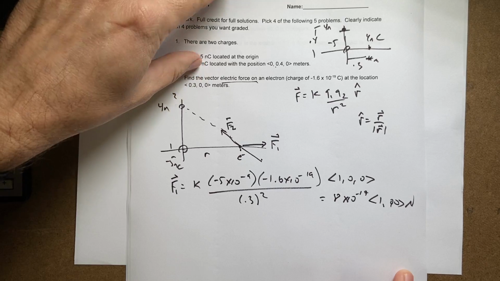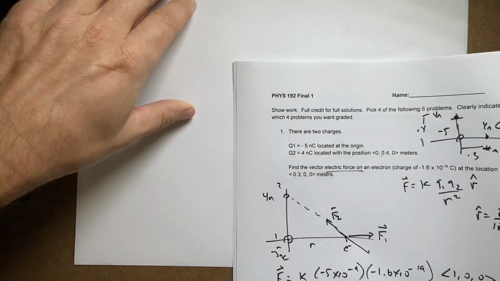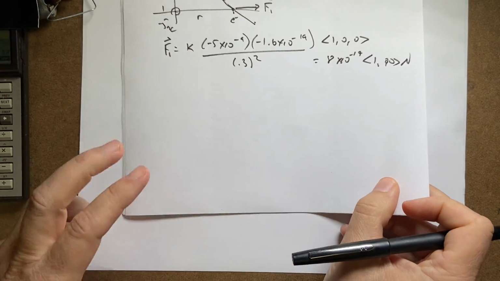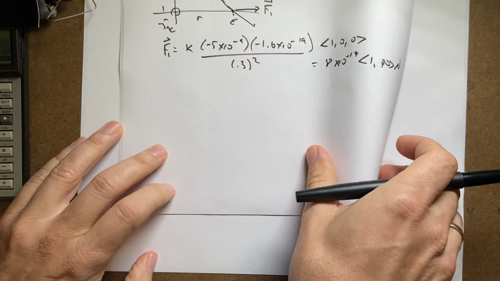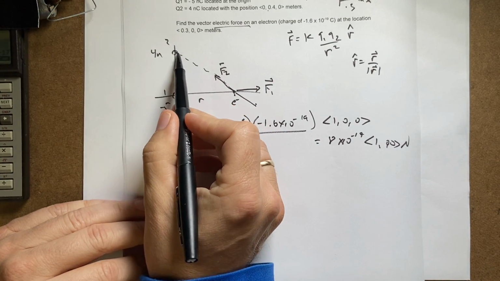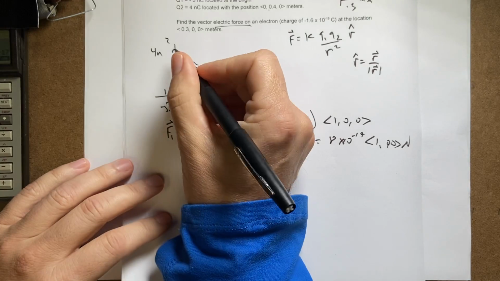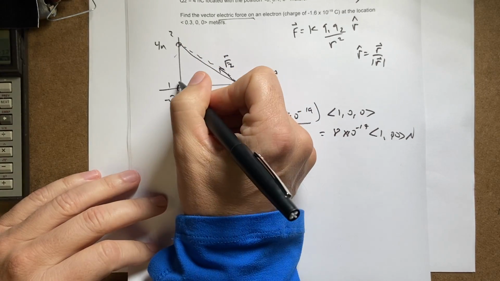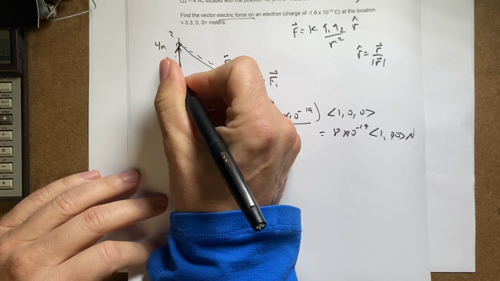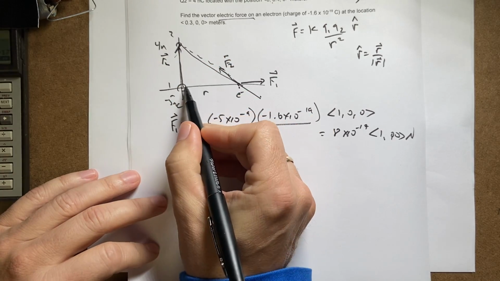Okay, now the next force is significantly more difficult. I'll put it right here. For F2, I need to first find this vector. You can't see it because I moved my thing up. I need to find this vector R. So if this is the vector, let's call this R2, and this RE.